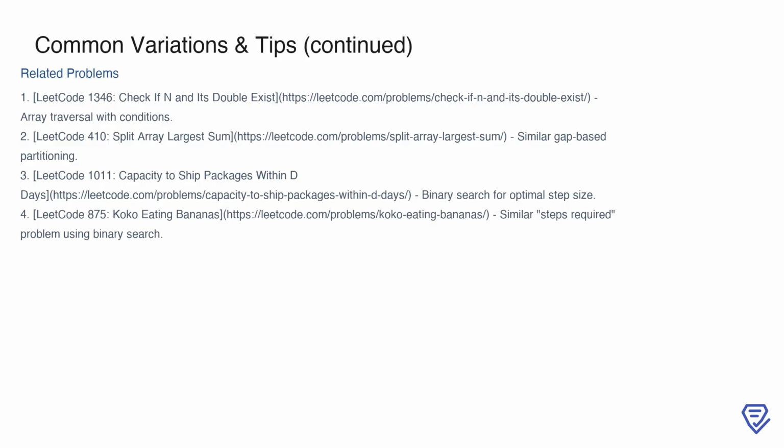Finally, LeetCode 875, which deals with determining how quickly Coco can eat bananas, also uses a binary search approach to calculate the required steps. Practicing these problems can deepen your understanding of array traversal and optimization techniques, which are valuable in tackling variations of this challenge.